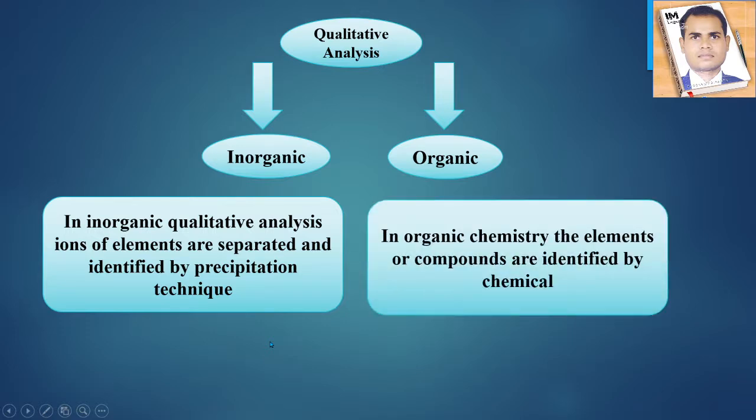If we have different unknown samples, we can identify them and separate them from each other by the precipitation technique in inorganic qualitative analysis. And in organic qualitative analysis, the elements or compounds are identified by chemical techniques. So the elements present in the sample, we can identify by chemical techniques.